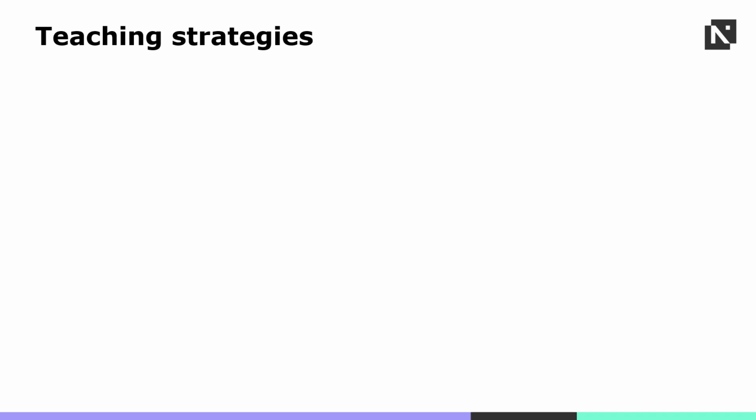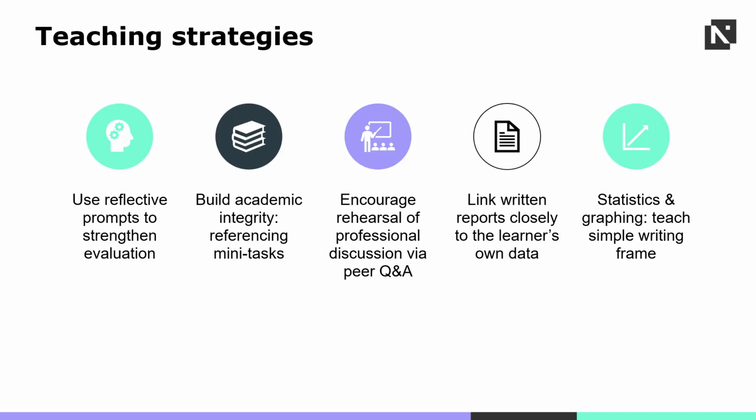To address the challenges in assignment 3, teaching strategies should aim to strengthen both written and verbal skills. First, provide learners with structured reflective prompts to deepen their evaluation, for example, asking them explicitly about validity, reliability, and possible improvements. Second, build academic integrity through short, regular mini-tasks on referencing so students become fluent in citation conventions. Third, encourage rehearsal of professional discussion using peer Q&A so learners can practice articulating their ideas under semi-formal conditions.